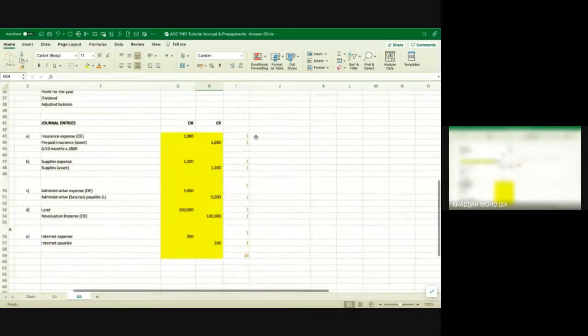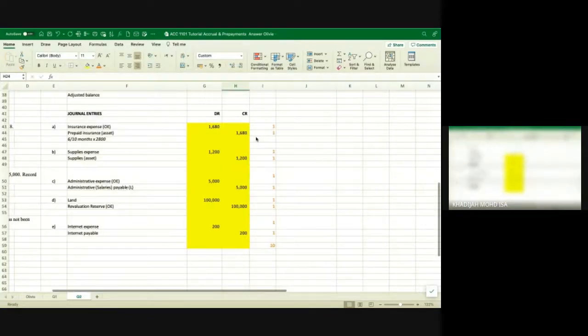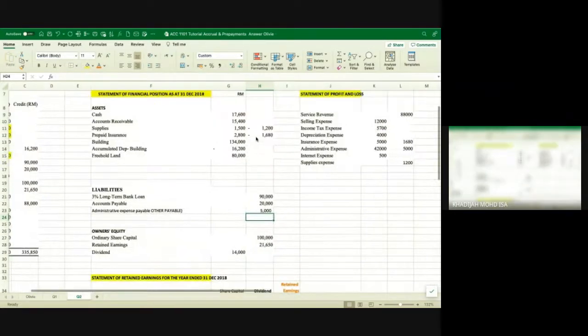Okay, then C. Now next D. Land is 100,000 and revaluation is 100,000. Where's your land? Land is your asset. Now you have an additional 100,000.